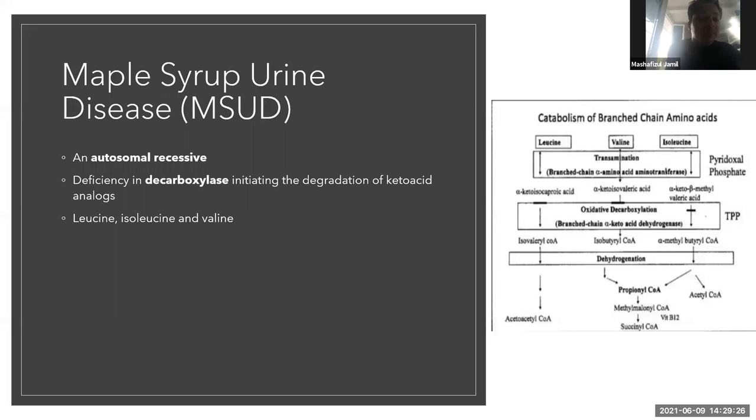Next is maple syrup urine disease. It is also an autosomal recessive disease. In this case, there is deficiency in the dehydrogenase enzyme, which is important to initiate the degradation of the keto acid analogs. So this is a branched chain amino acid disease. If you can see the diagram, the deficiency in the enzyme causes the accumulation of the acid.